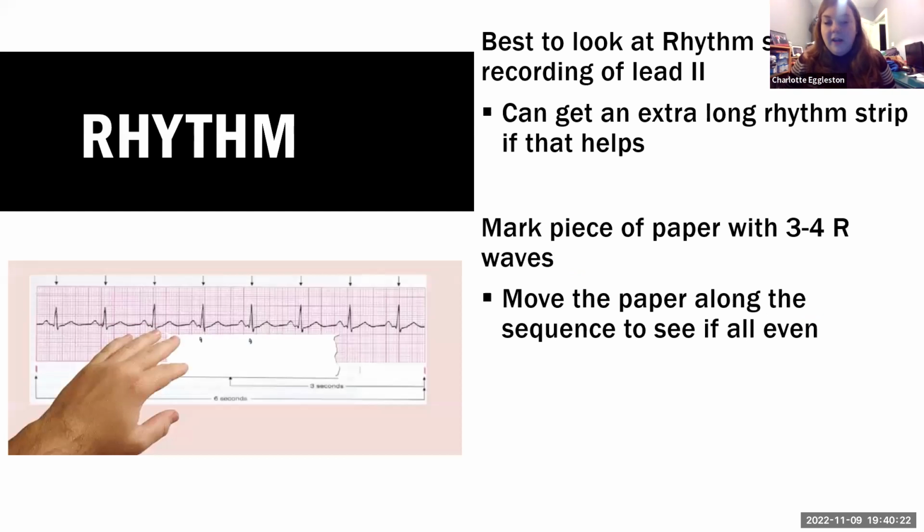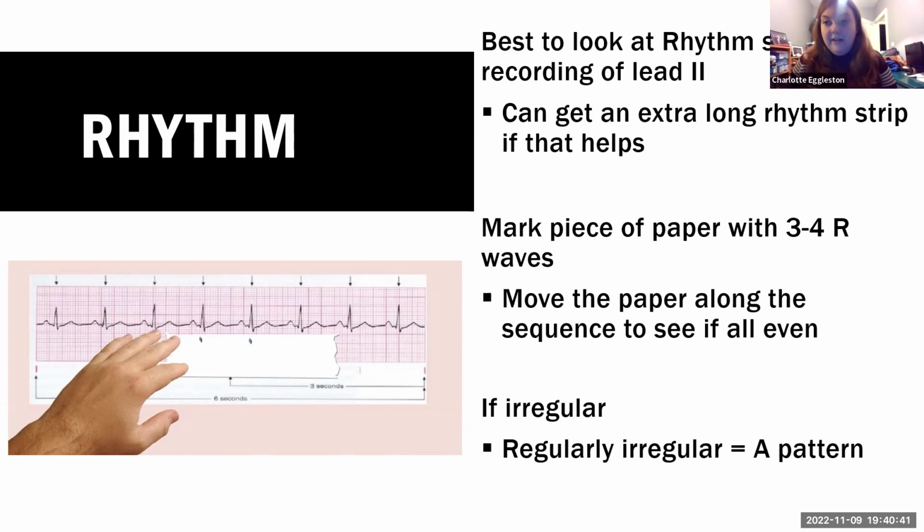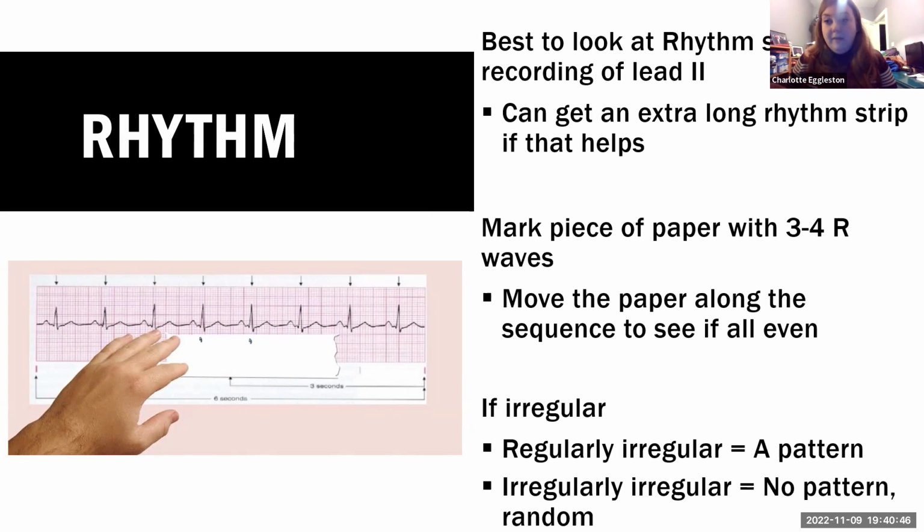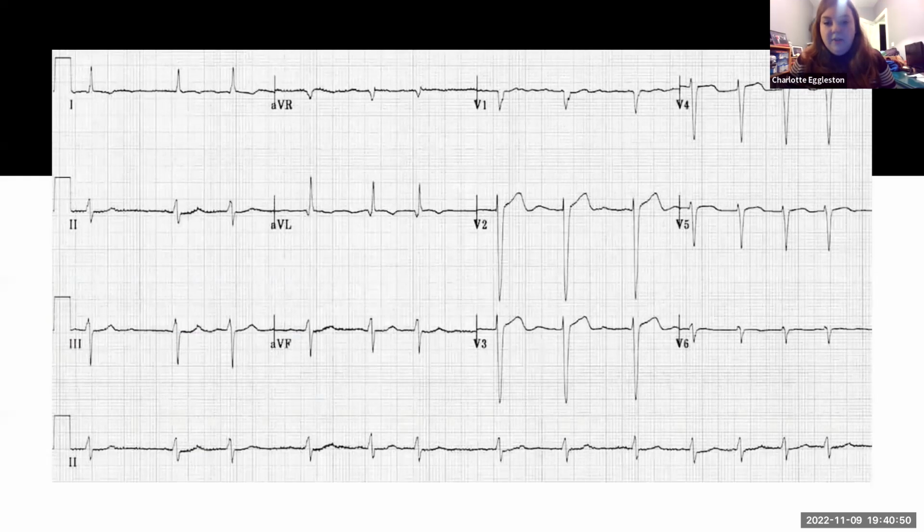I still do the method, as do many cardiologists who work at my hospital, where you get a piece of paper. Effectively, I tend to do 3 marks matching up to the top of the R waves. I move it along and see if it all lines up. If it all lines up, it'll be regular. If it doesn't all line up, it's irregular. And you want to know if it's regularly irregular. So is it dropping a beat every 4 beats, for example, or is it all over the place, irregular, no pattern? That would be similar to this one, where it hasn't really got a particular pattern.